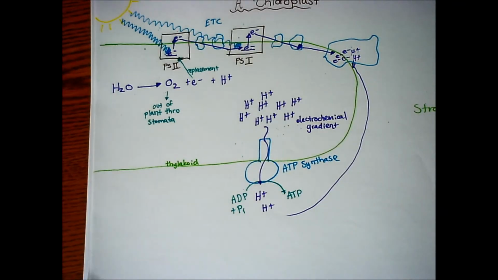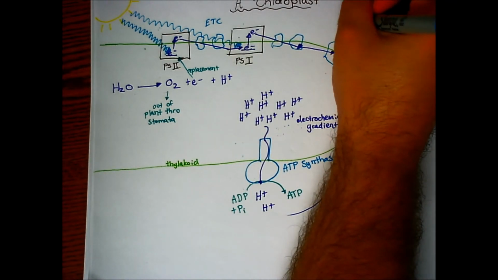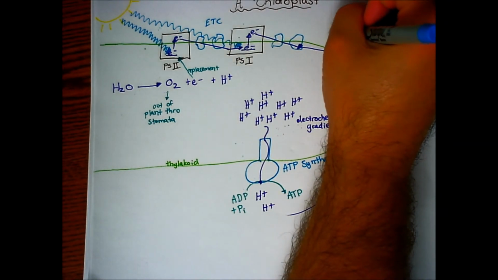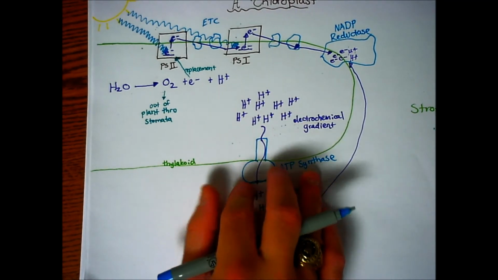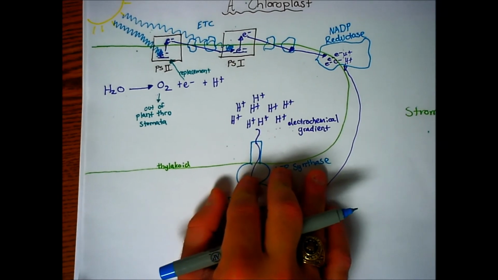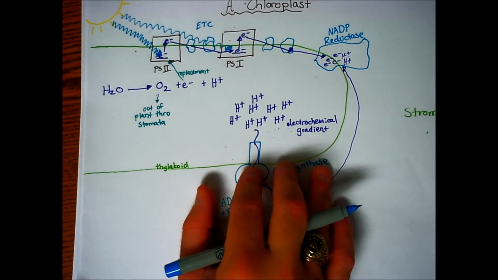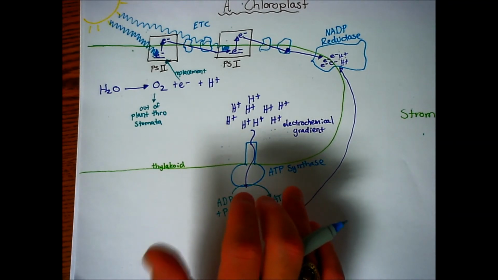Now I told you that this blue mass up top where my electrons and hydrogens go was an enzyme. Here's the name of it. NADP reductase. What do you think this enzyme is doing? This is kind of a no-brainer, so don't overthink it. Reducing NADP, just as its name implies.